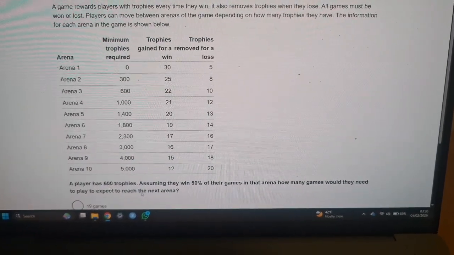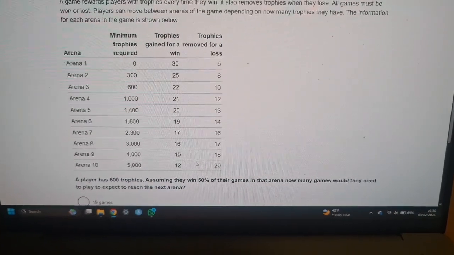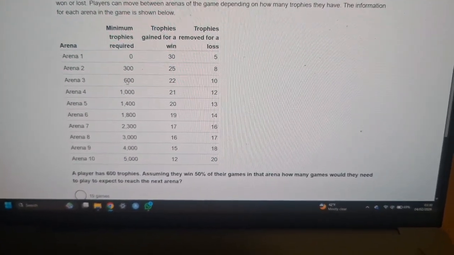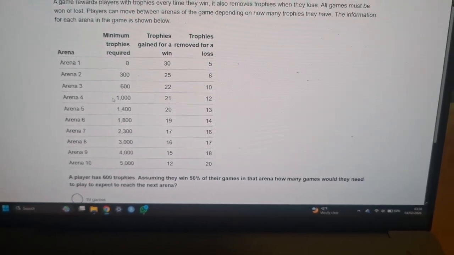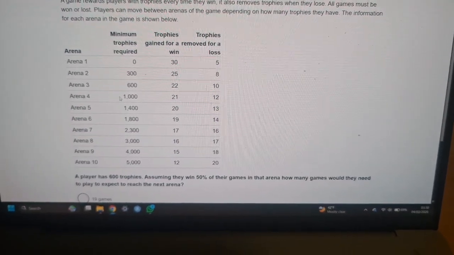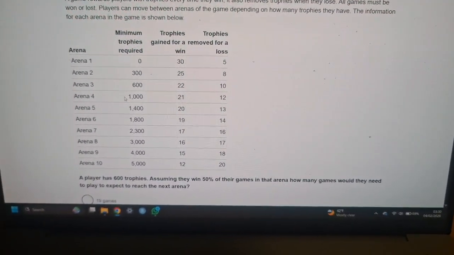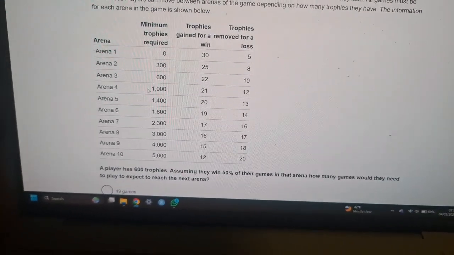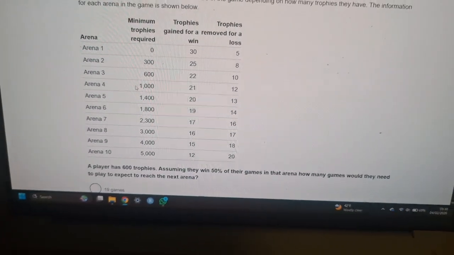They have 600 trophies currently, and assuming there's a 50-50 chance of winning or losing, how many games do we need to move from 600, because they're just past area 3, to area 4, which is 1,000? So that's a 400 trophy difference. Now, a very stupid and idiotic way to do this would be to calculate the expected number of trophies per game, and then divide that by how many trophies they need to get to the next area. But let's go for it.